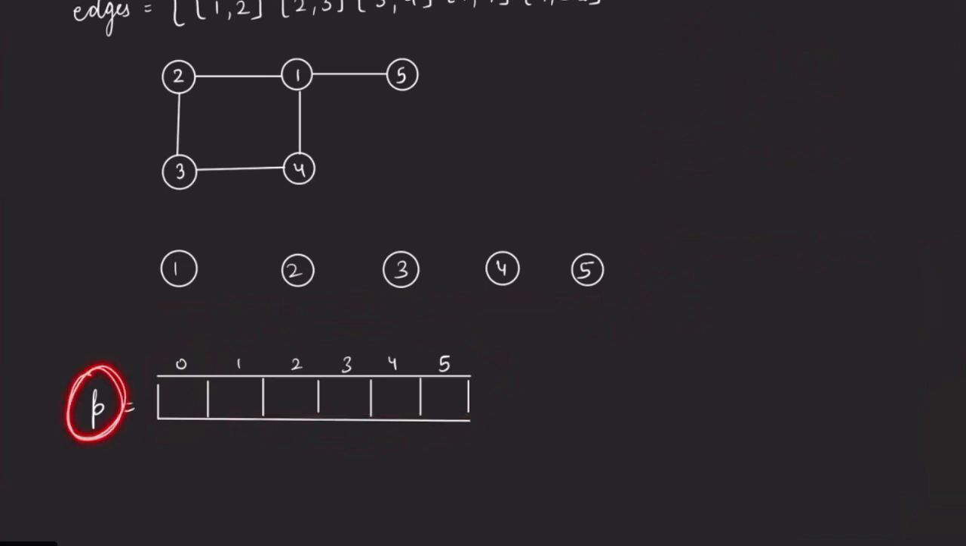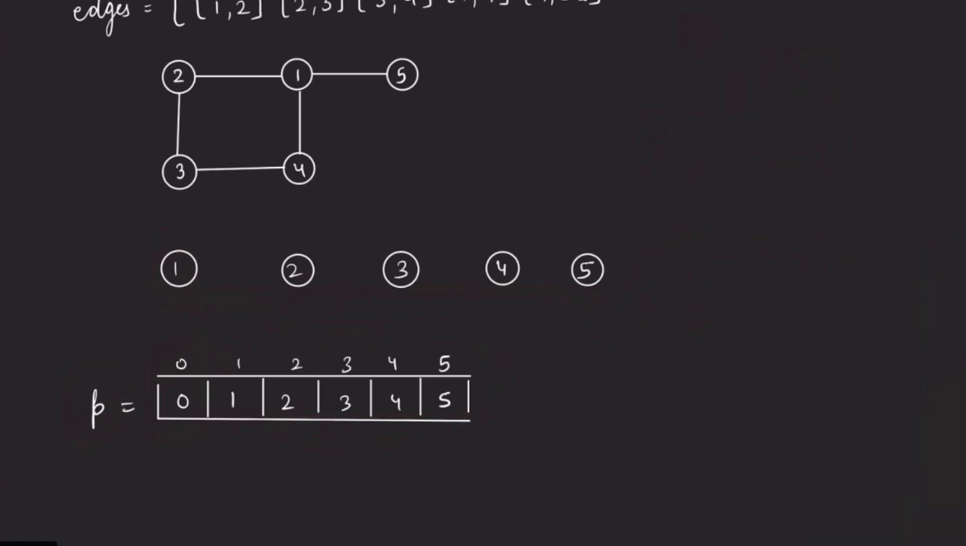Now in this parent array, we store the parent of each of the nodes, right? So initially, as I said, all of the nodes are disconnected. So we can consider that the parent of each node is itself. Basically, we can say that 1 is the absolute parent of itself, and 2 is the absolute parent of itself, and so on. So initially we keep all the values like this: 0, 1, 2, 3, 4, 5. We are considering the node itself as its parent.